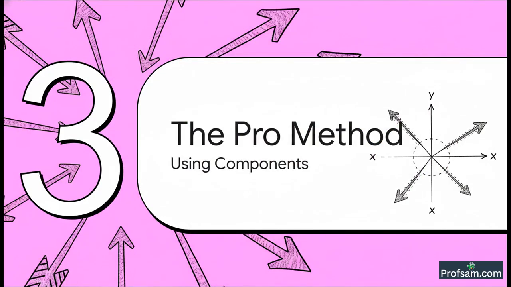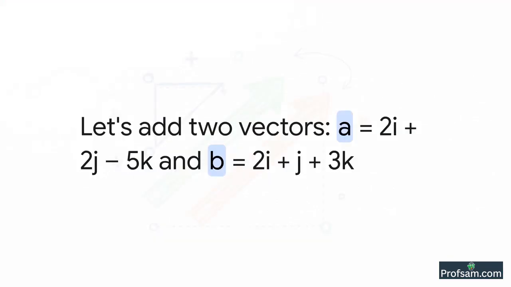All right, drawing is great for understanding, but for real precision, the kind the game's code needs, we have to calculate. So let's level up to the pro method, adding vectors using their components. Let's use this example from the NCERT textbook. We have two vectors, A and B. Now first things first, don't let the i, j, and k scare you. Seriously. They're just labels for directions. Think of i as the left-right direction, j as the up-down direction, and k as the forward-backward direction.